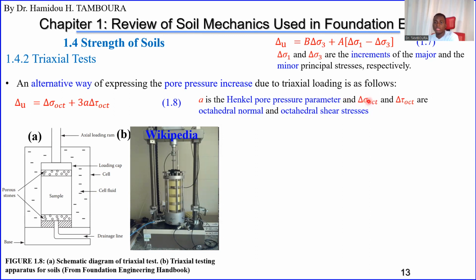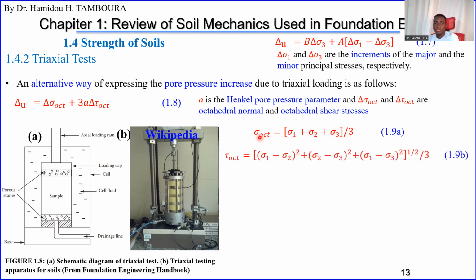Okay, and this delta sigma oct and delta tau oct are octahedral normal and octahedral shear stress. So the formulas of these two are given by this equation and this equation. This one is sigma 1 plus sigma 2 plus sigma 3, divided by 3. This is mainly from soil mechanics 2, not soil mechanics 1. And this tau is given by this expression. Sigma 1 is the major one, sigma 3 is the minor, and sigma 2 is the intermediate. But in a triaxial test, sigma 2 and sigma 3 are equal, the same.